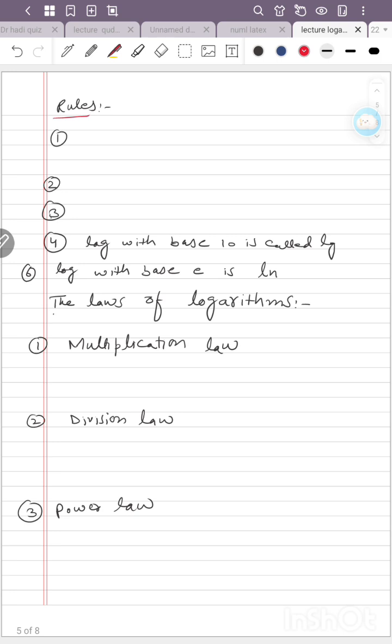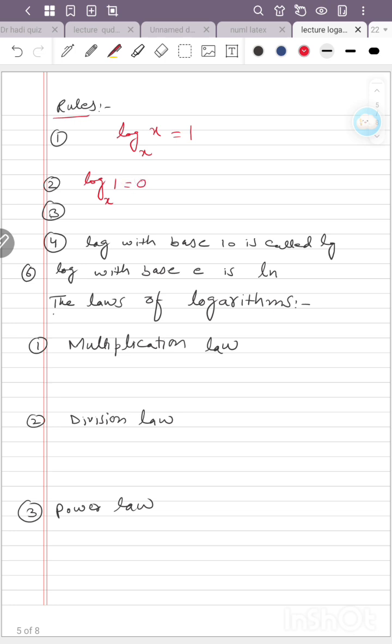Okay, now our new rule is that if the base and argument are the same, what is the answer? So I write it here: log base x of x will be 1. Now the second one: if the base is x and the argument is 1, the answer will be 0.